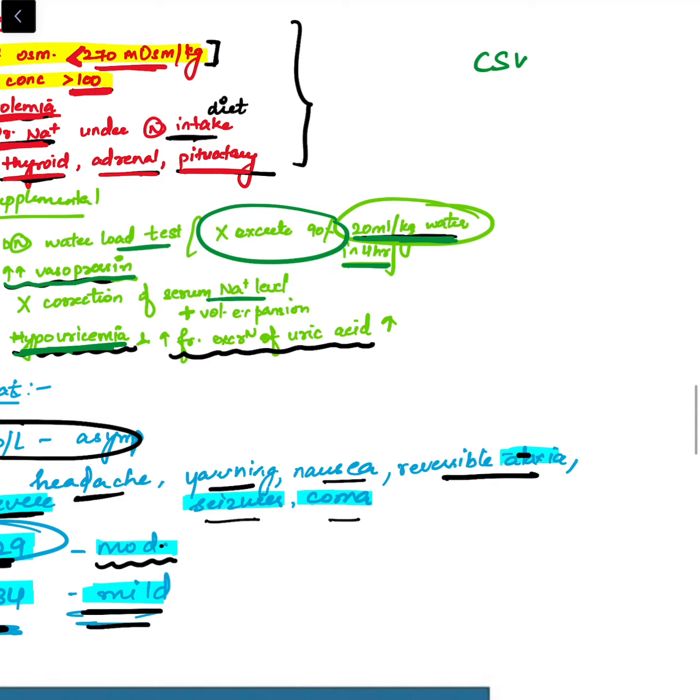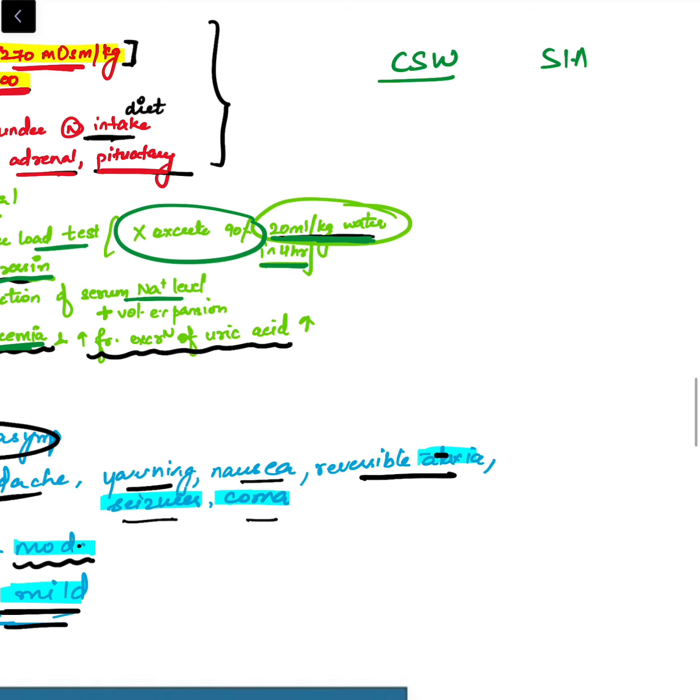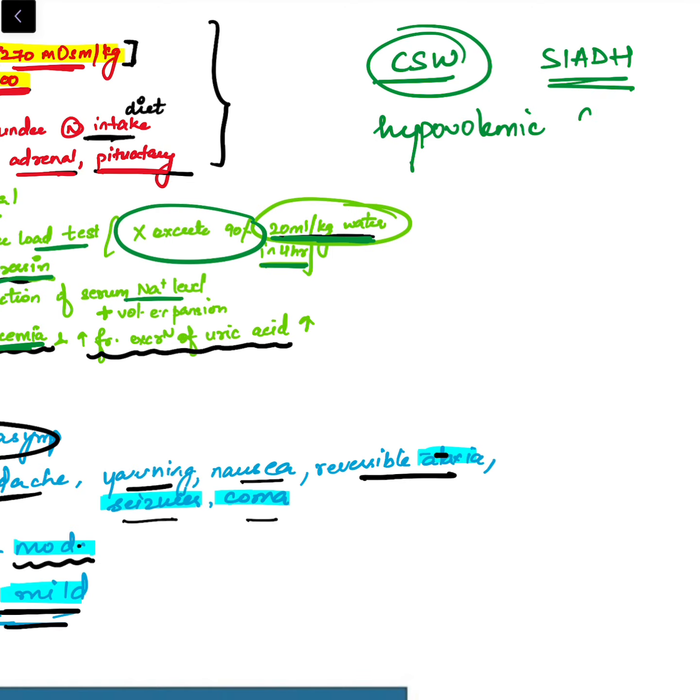So how could you differentiate cerebral salt wasting and SIADH? Both have a decrease in sodium. The main difference is that cerebral salt wasting is a hypovolemic disorder, and SIADH is a euvolemic disorder.